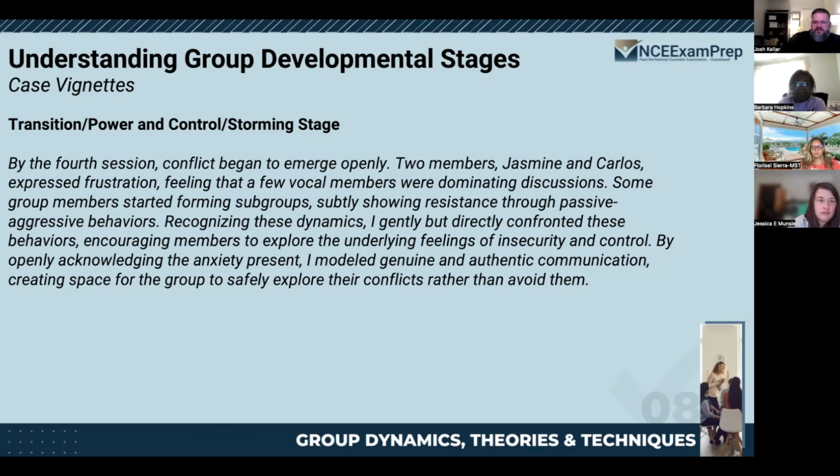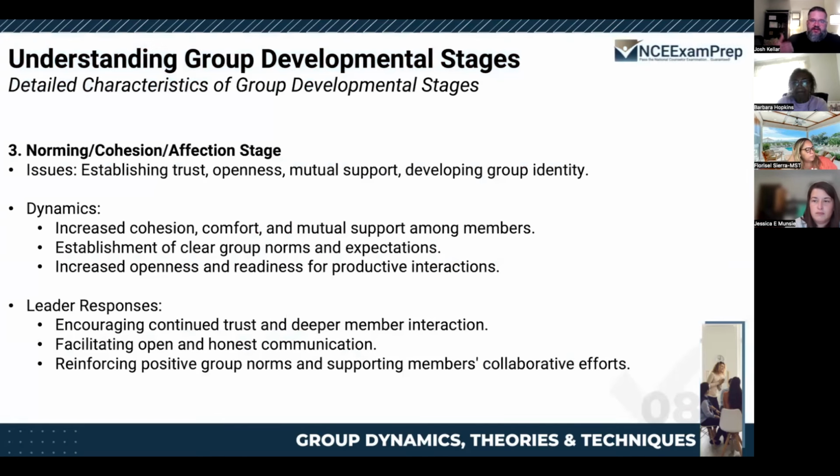Good, good. You see that last part is really key here, right? If we let the anxiety and the resistance take control, we've not created a safe environment for people to explore things, okay? And so at this stage, it's really crucial for the leader to continue creating the type of atmosphere that allows trust to be built and to move into the next stage of actually feeling like there's support, and the group identity is being formed. Okay. And so that's what happens here in this third stage. The issues being establishing trust, openness, mutual support, developing group identity.